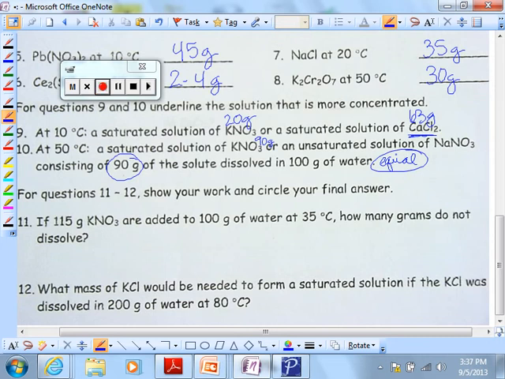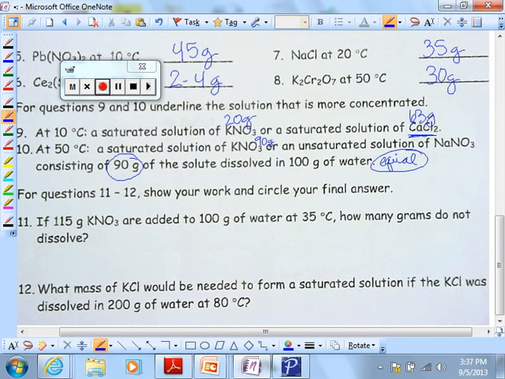So let's clarify that again. We're looking not for which one's more saturated, because we see on the chart that the potassium nitrate is saturated and the sodium nitrate is unsaturated. But this is saying more concentrated. So this one was 90 on the chart, and they told us this one was 90. Those are equal in their saturation, in their concentration.